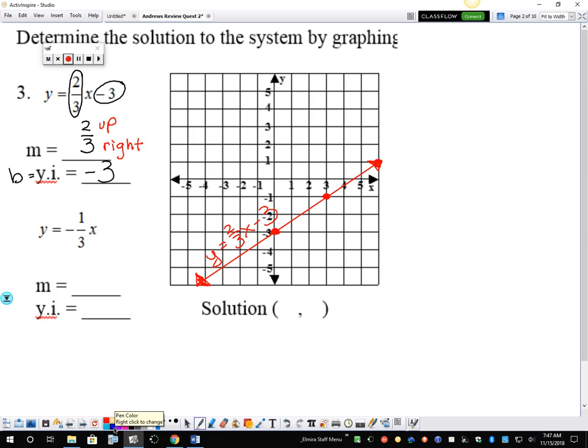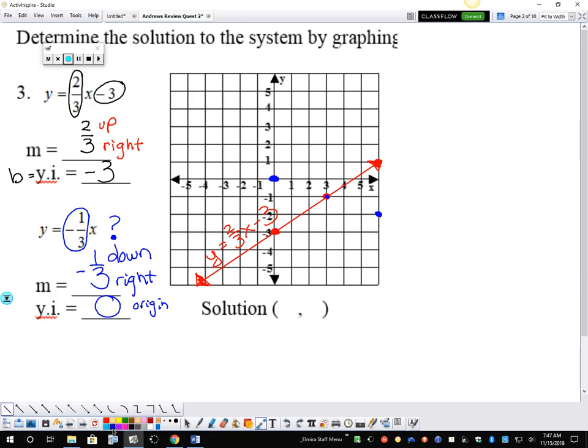Now my second line says y equals -1/3 x. So -1/3 is my m. But there's nothing after the x. That means my y-intercept is 0. It means it's the origin. So my first dot will go here at the origin. Now negative means I go down and 3 to the right. So 1 down and 1, 2, 3 to the right. 1 down and 1, 2, 3 to the right. Okay? Draw your line with your ruler for your second line.